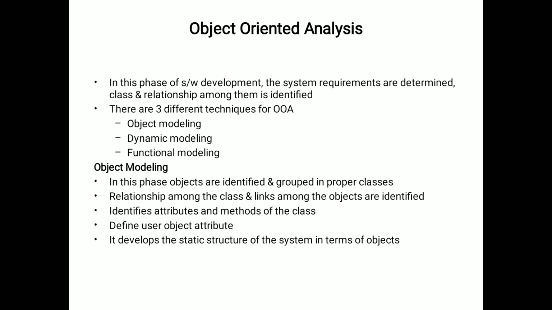Now you can see the very first method, object modeling. In this phase, objects are identified and grouped together as a class. Second, the relationships between the classes and links among the objects are identified. It also identifies attributes and methods of the class, it defines user object attributes, and it develops the static structure of the system in terms of objects.